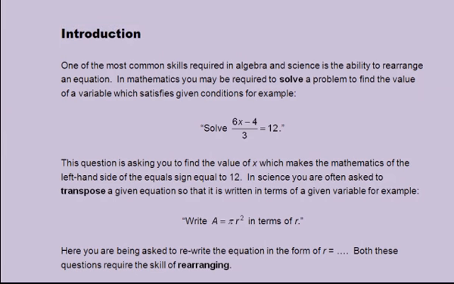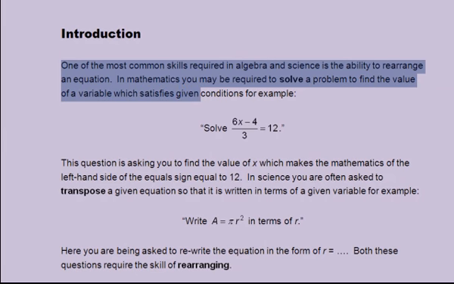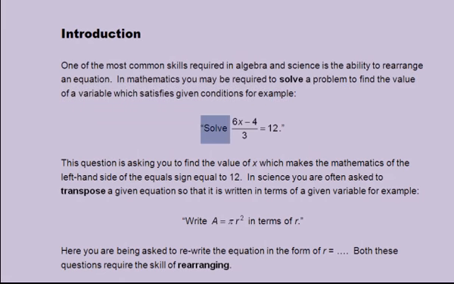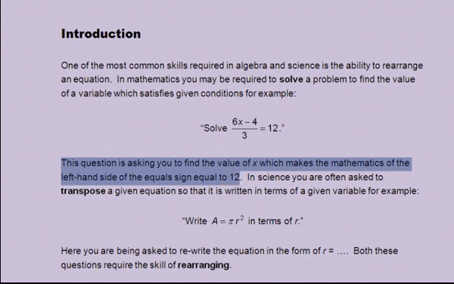Introduction. One of the most common skills required in algebra and science is the ability to rearrange an equation. In mathematics, you may be required to solve a problem to find the value of a variable which satisfies given conditions. For example, solve 6x minus 4 all divided by 3 equals 12. This question is asking you to find the value of x which makes the mathematics of the left-hand side of the equal sign equal to 12.